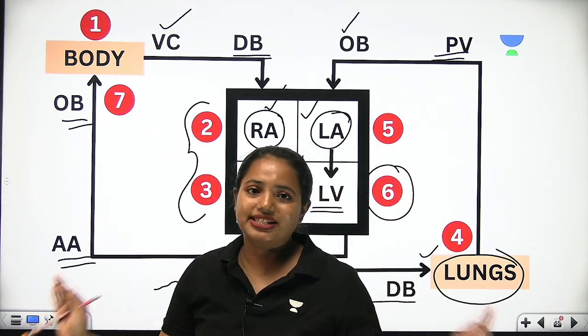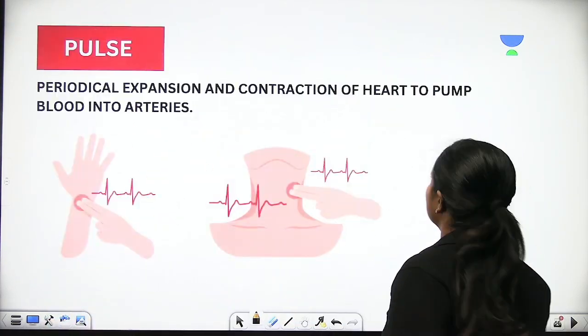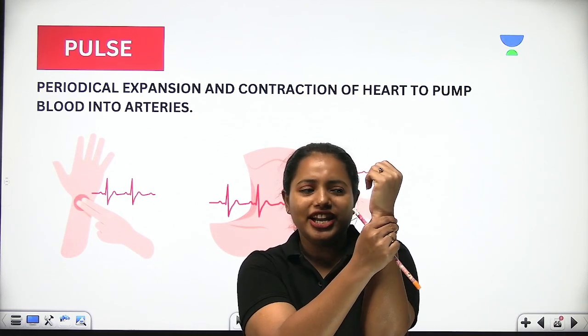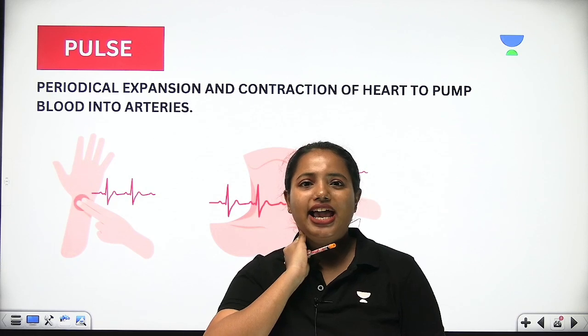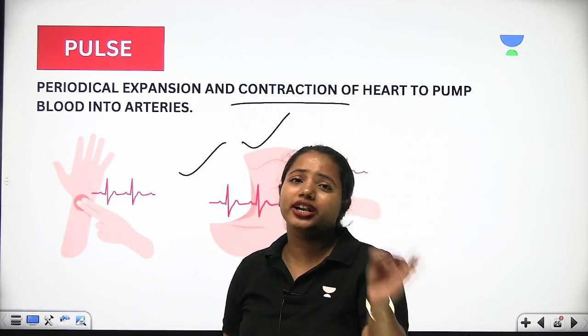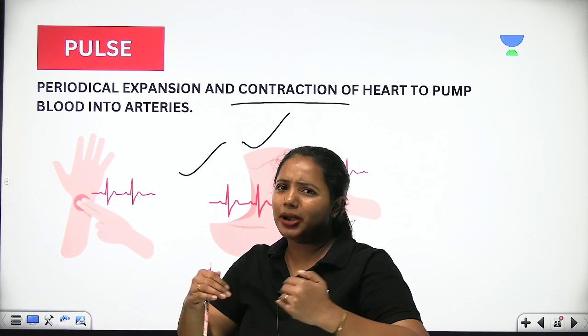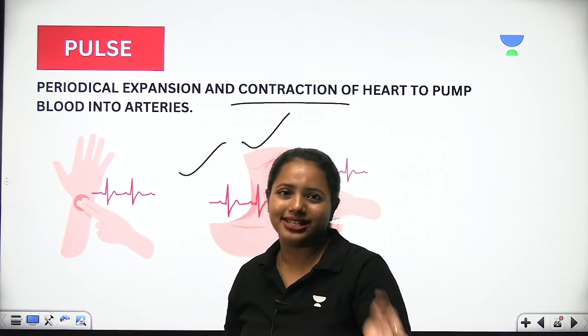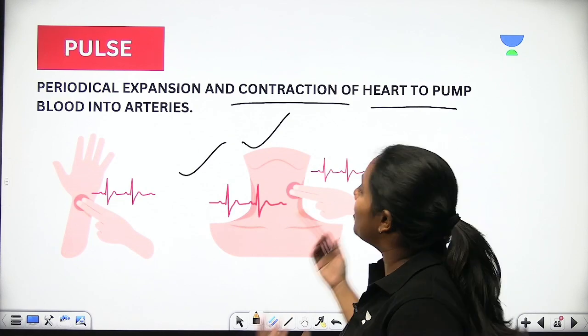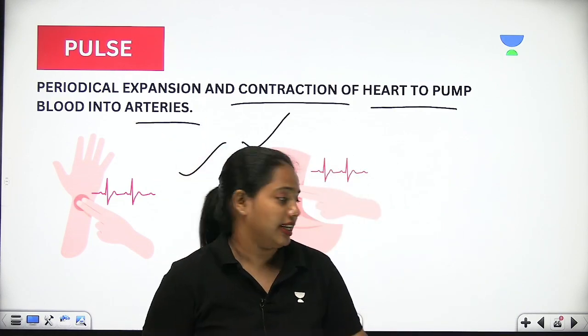Clear? Very, very simple. And now we are moving towards the next one. It's all about pulse. So what is pulse? You might have experienced it, right? When you touch your neck, you might have experienced this for sure. It's nothing but the periodic expansion and contraction in which blood pumps into your arteries. So please take down: it is a contraction and expansion of the heart to pump blood into your arteries.